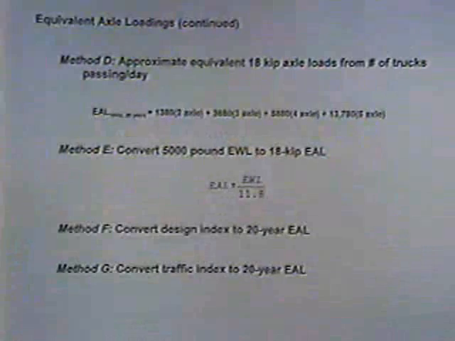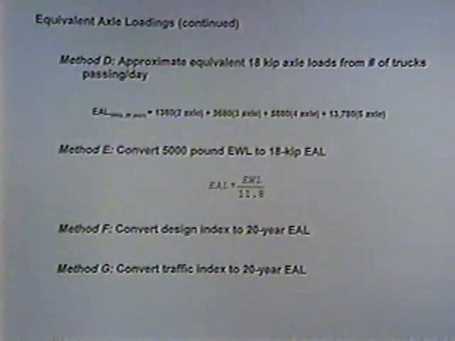Some other methods that can be used, you can approximate your equivalent axle loads based on the number of trucks passing per day. That rather long formula that you see there, let me just go over it briefly with you. We're converting to 20-year periods, in that 1380 is multiplied by the number of 2-axle trucks that pass the roadway in a day's time period. 3,680 is multiplied by the number of 3-axle trucks, and then you have the other truck constants in there as well. Those constants come from tables.